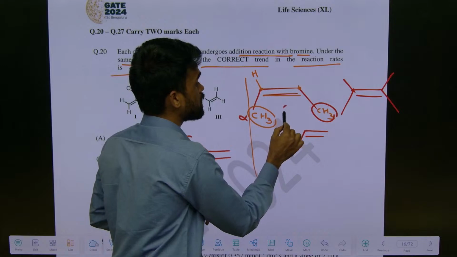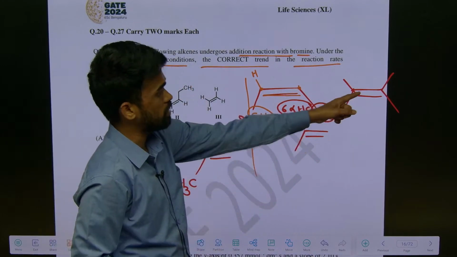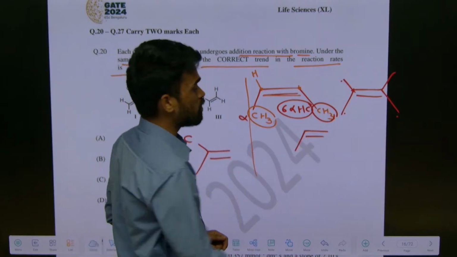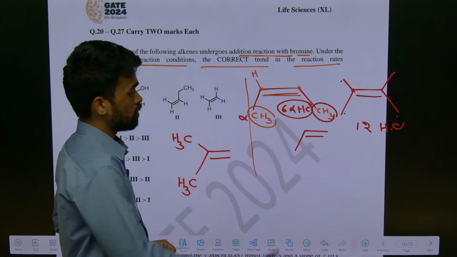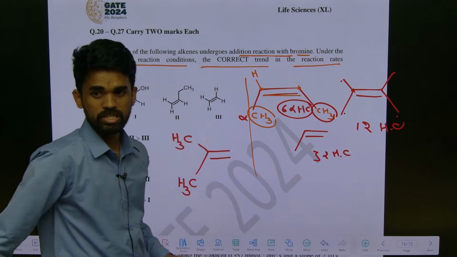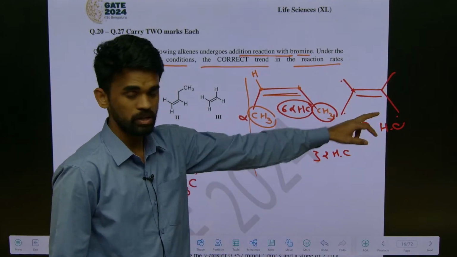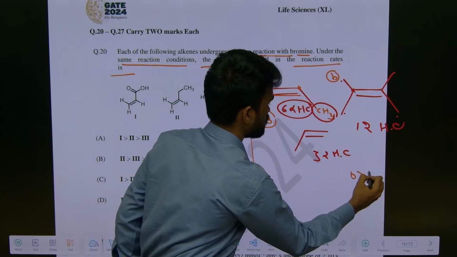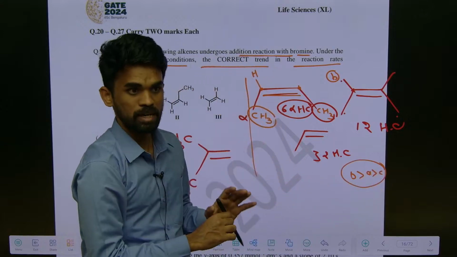So 6 hyperconjugations we will get. 6 alpha hydrogens, 6 hyperconjugations. For this, 3, 3, 3, 3: 12 alpha hydrogens are there, 12 hyperconjugations. For this only 3 alpha hydrogens, 3 hyperconjugations possible. So where do we have more number of hyperconjugations? This one, B. So B will be more stable, then A, then C. This is how you need to decide the stability of alkenes.